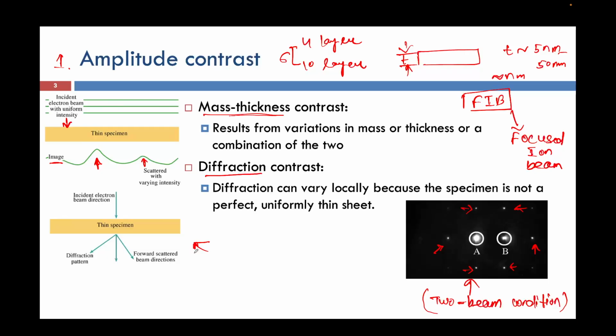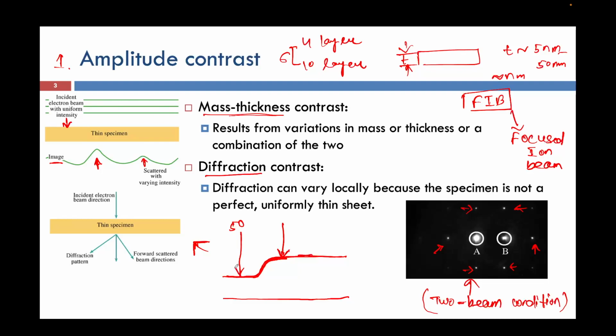So let's say this is my material, and my incident beam is coming, and 50 electrons are there in my incident beam. Here also the same 50 electrons are coming. Remember, we cannot make this slope perfectly flat, because the thickness is in the order of nanometers, which is very difficult to remove.